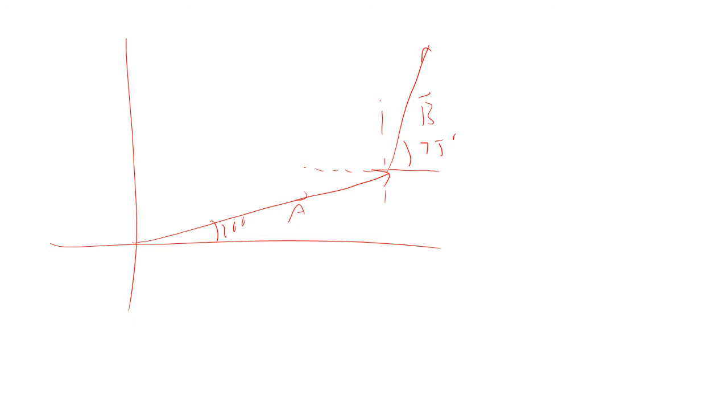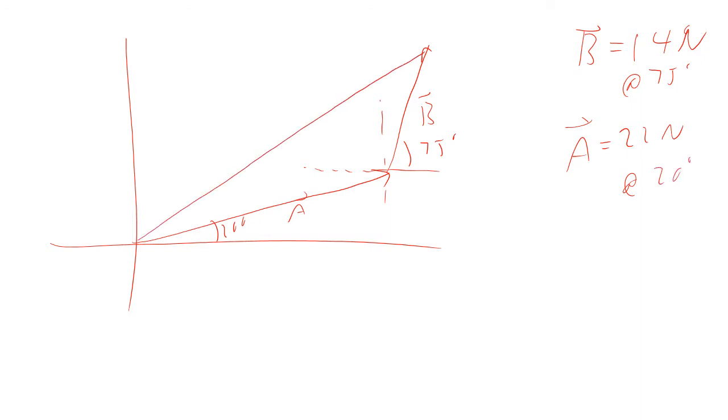Okay, now let's say in order to answer the problem, you need to know the magnitudes of these things. So let's say the magnitude of B is 14 newtons at 75 degrees, and the magnitude of A is 22 newtons at 20 degrees. And so the resultant there is going to be A plus B. So how do we do that?